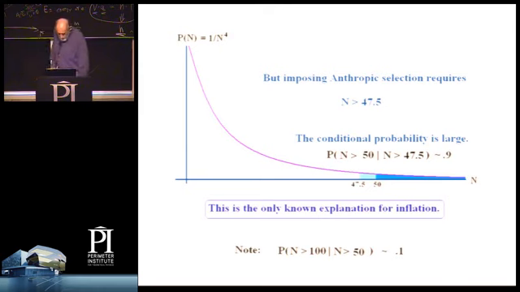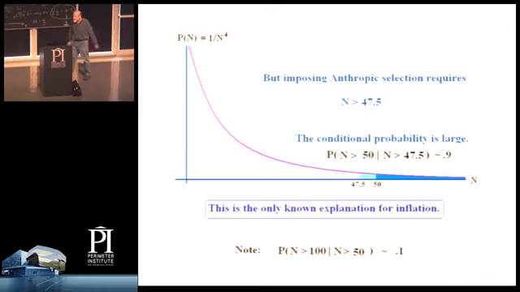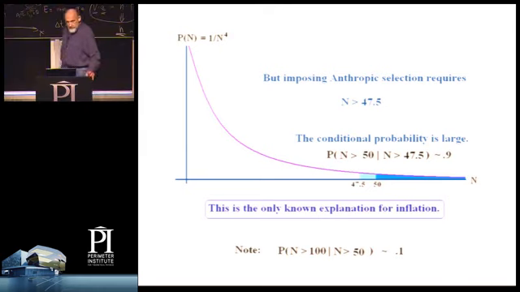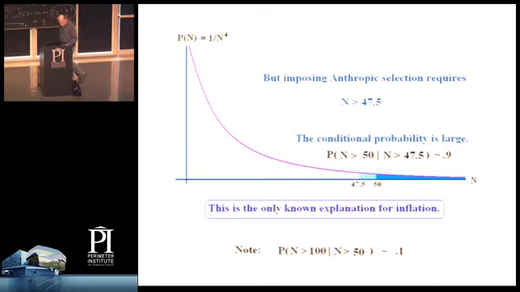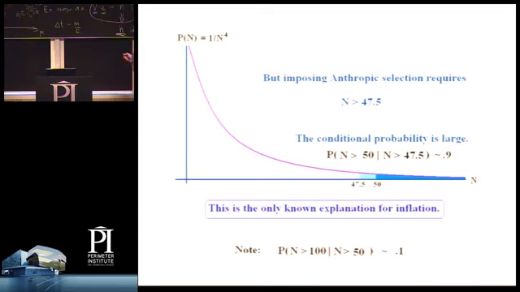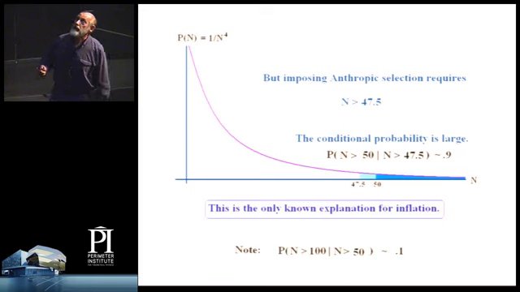If we ask a different question, let us impose the anthropic constraint. Let us say we're here. The landscape is very big, lots of possibilities. Let's put the condition that n is greater than 47.5. If we do so, then we can calculate the conditional probability. What is the probability that n is greater than 50?